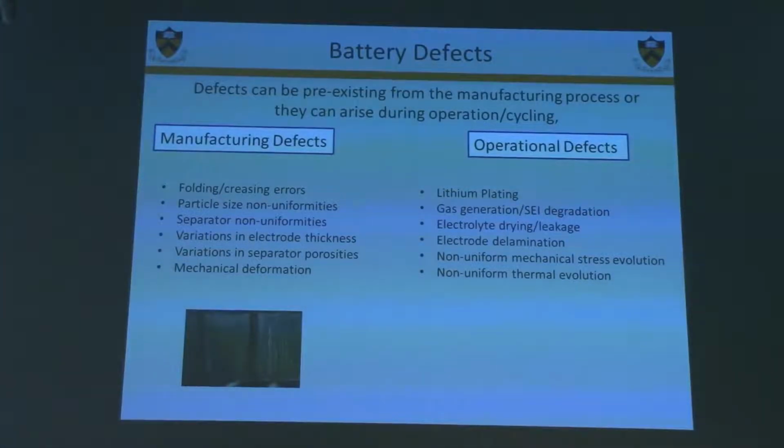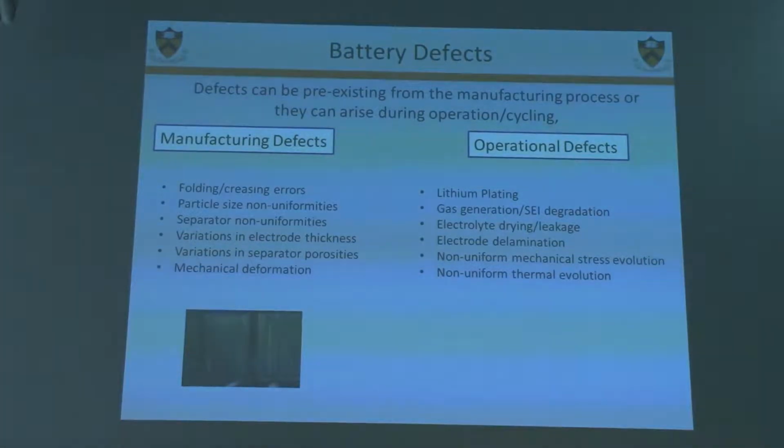Maybe my separator, the part of the battery that keeps the electrodes apart, has non-uniformities in regions that are more conductive than other regions. Ionic conductive. I can get electrode thickness variations, porosity variations, mechanical deformation. All of these things could go on when you make a cell.